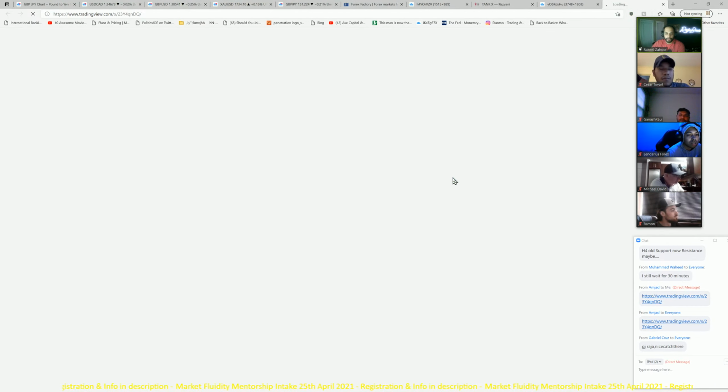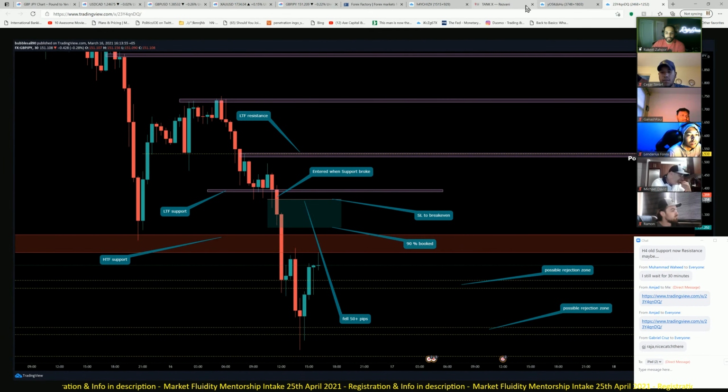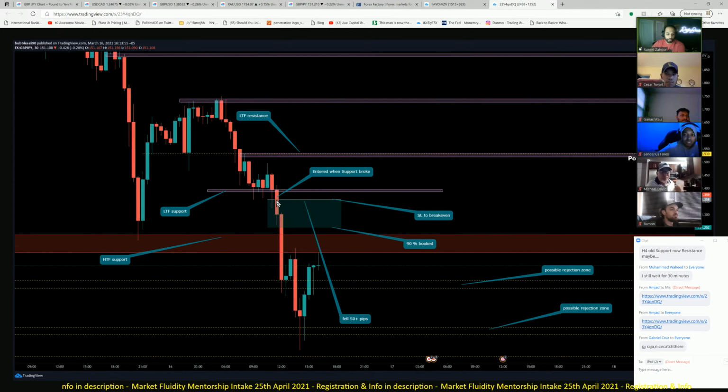Okay, let's take a look at this chart over here. This is sells. GU sells. Enter when support broke. Stop loss to break even. 90% booked. Nice, beautiful. Very, very nice trade over here. Oh, it's the same chart. Okay.